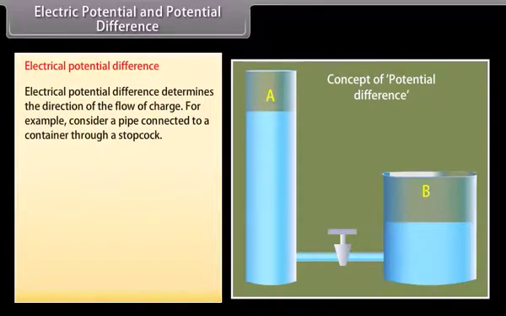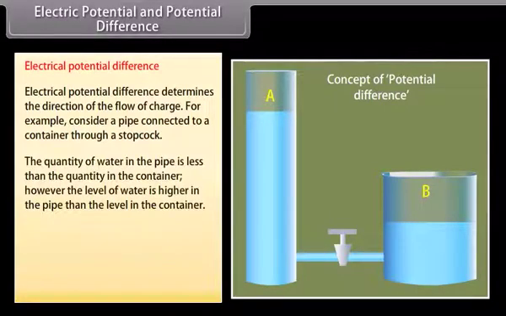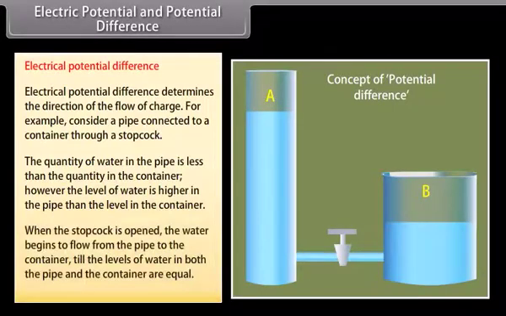For example, consider a pipe connected to a container through a stop cork. The quantity of water in the pipe is less than the quantity in the container. However, the level of water is higher in the pipe than the level in the container. When the stop cork is opened, the water begins to flow from the pipe to the container till the levels of water in both the pipe and the container are equal. This determines that it is not the quantity of water but the level of water which decides the direction of flow of water. It is the potential difference that is responsible for the flow of water.